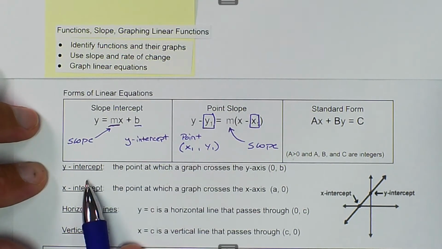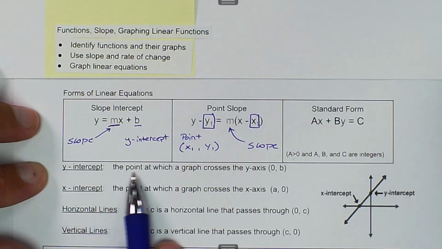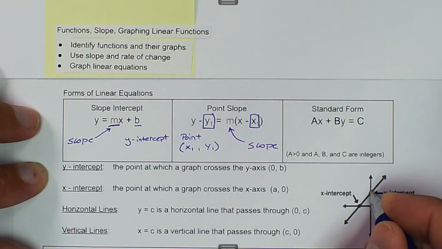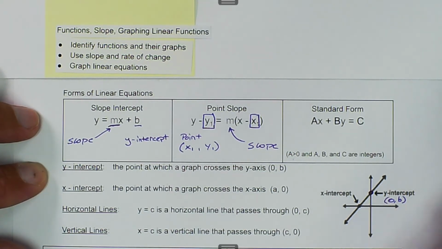If we look down here, we see the y-intercept, the point at which the graph crosses the y-axis. So we have the point (0, b). So that would be this point right here, the y-intercept. The x value there is 0, but we don't know what the y-intercept value is, so we can just represent it with the b there.